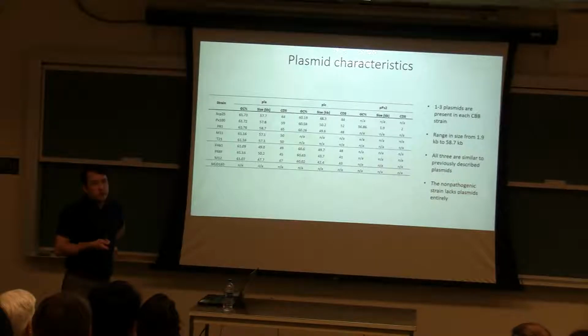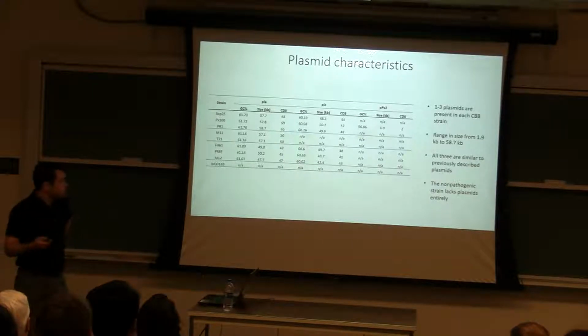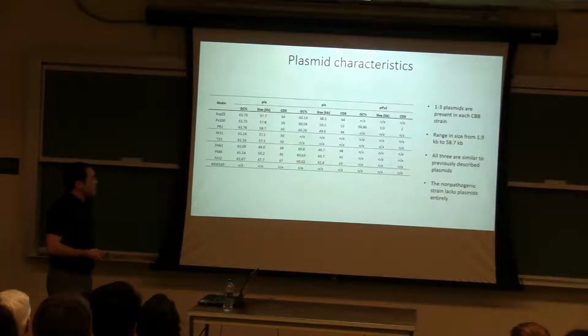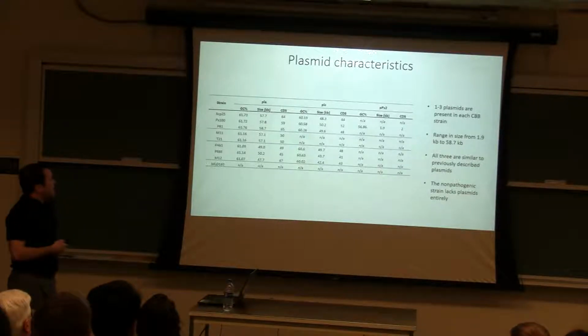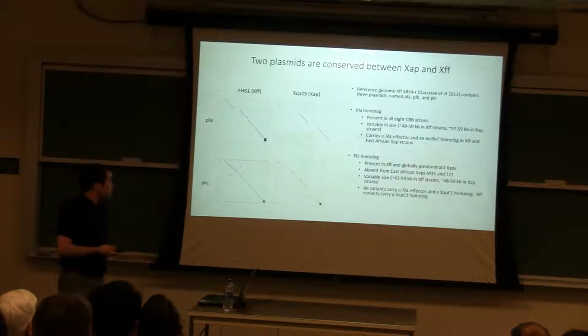So this one here, this really tiny 1.9 kb plasmid, it's just in one strain, PX. This is really similar to a plasmid that's been described in a number of other xanthomonads. It has 2 open reading frames and no known function. So interesting that it's there. What it's doing, can't really say. These other 2 plasmids, PLA and PLC, are much more interesting.